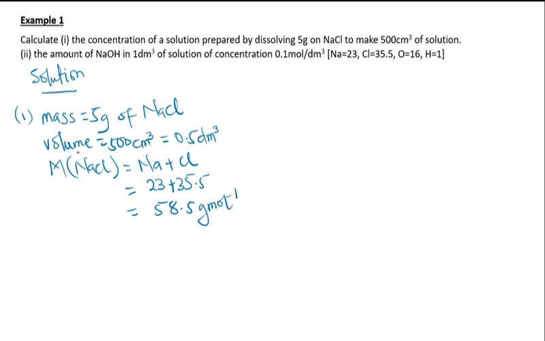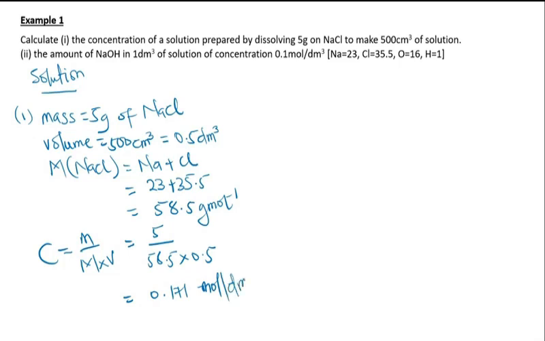Now that we have our mass, volume, and then molar mass, we can calculate our concentration, which is mass over molar mass multiplied by volume. This is equal to our mass of 5 grams divided by our molar mass of 58.5 multiplied by the volume, which is 0.5. So this is equal to 0.171 mole per dm³. So our concentration for the I is 0.171 mole per dm³.